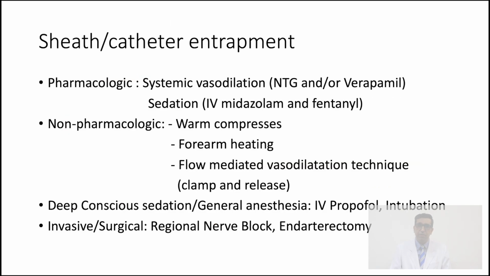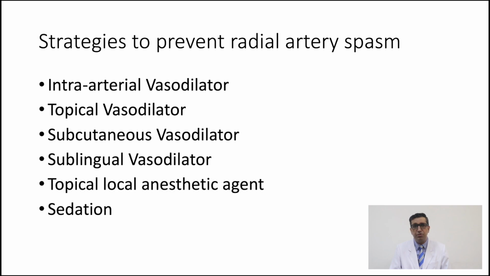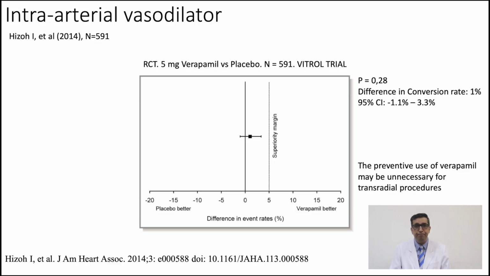There are several strategies available to treat sheath or catheter entrapment during transradial access, such as pharmacologic or non-pharmacologic approaches, deep sedation, or in some cases, a surgical intervention. There are also several strategies to prevent radial artery spasm, such as vasodilators that can be given as an intraarterial injection, topical use, subcutaneous injection, or sublingual use. We can also use a topical local anesthetic agent and mild sedation.